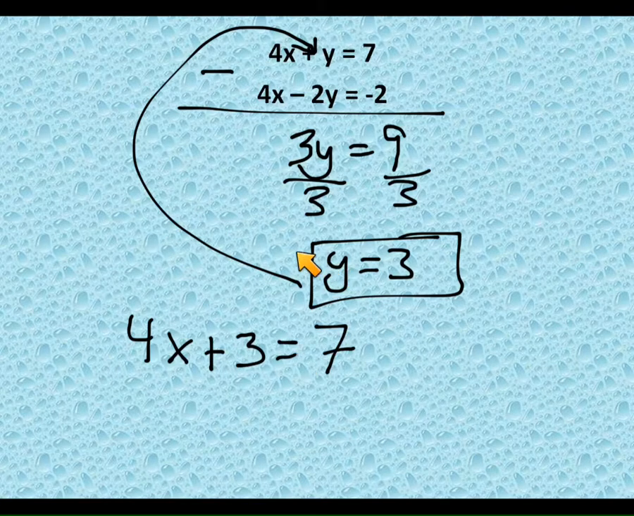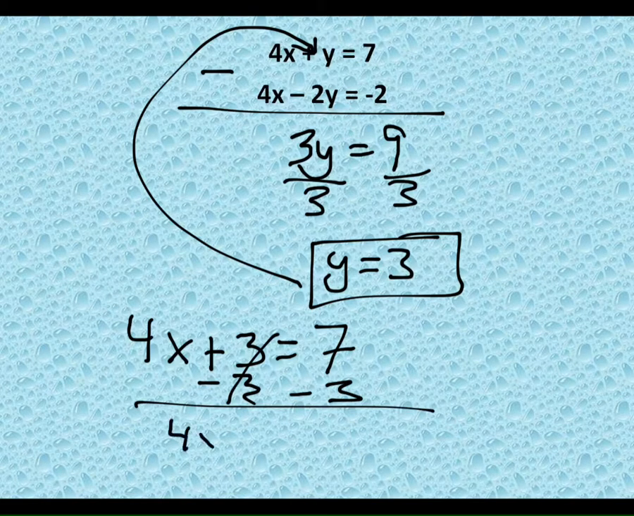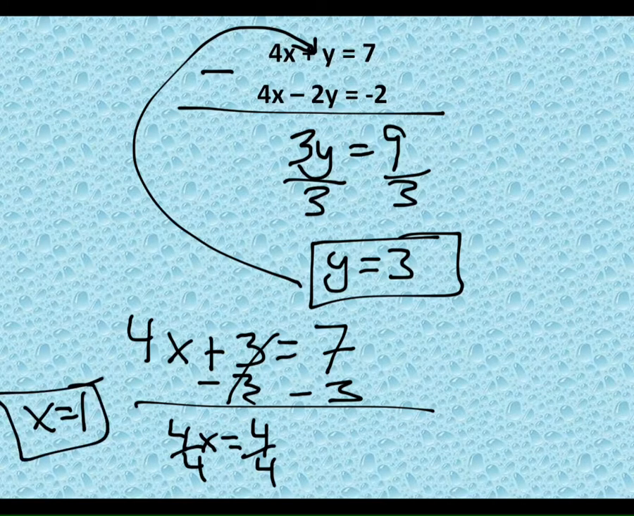And now I can solve this equation for x. Get rid of this addition by 3, or subtract 3 from both sides. That gives me 4x equals 4. And finally, I get rid of that multiplication by 4, divide both sides by 4, and I get x is 1, because 4 divided by 4 is 1. So you can either write it like that, or you could write 1 comma 3 as your solution. X is 1, y is 3. Okay.